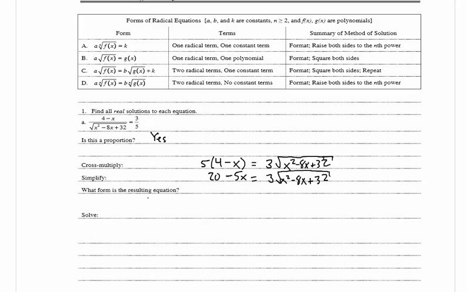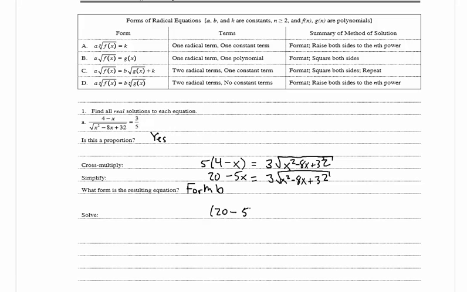And now it asks, what form is the resulting equation? And we have form B. If we look above, we have one radical term and one polynomial on each side of the equals. So it's telling us to square both sides. So it wants us to solve now. So we're going to square both sides.